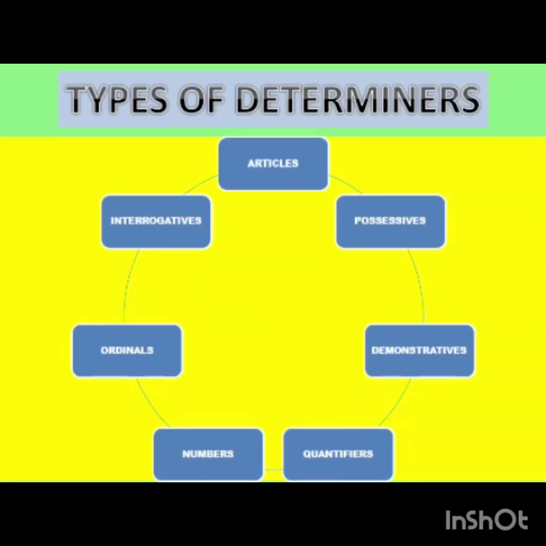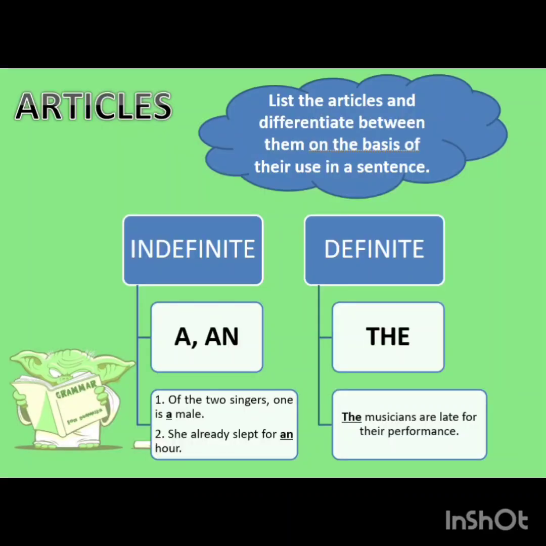Articles, possessives, demonstratives, quantifiers, numbers, ordinals, interrogatives. All those are different types of determiners. So we need to add one slide like this. This is for the secondary session, so we need to describe all the determiners also. Now we are moving to the first criteria of determiner, that is articles.